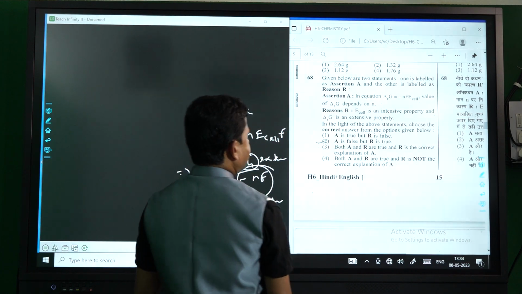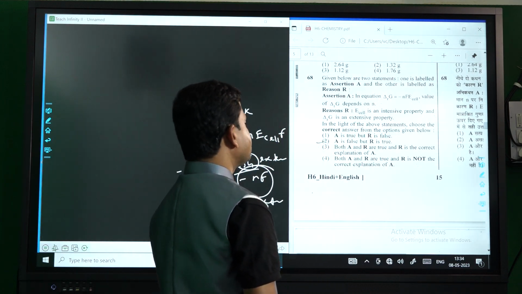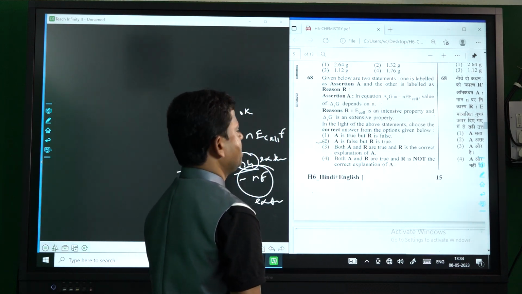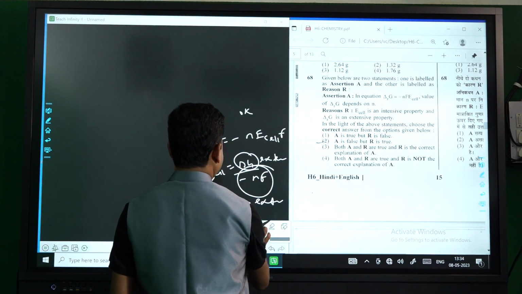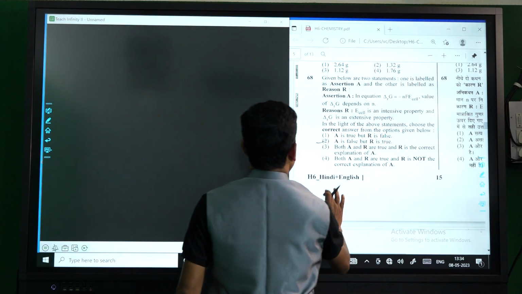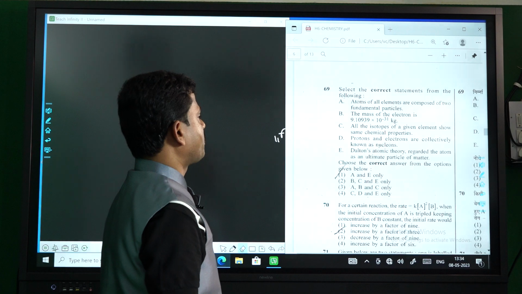So in my opinion, both A and R are true. R is the correct explanation of A. So option 3 is correct. Question number 69. Select the correct statements from the following.